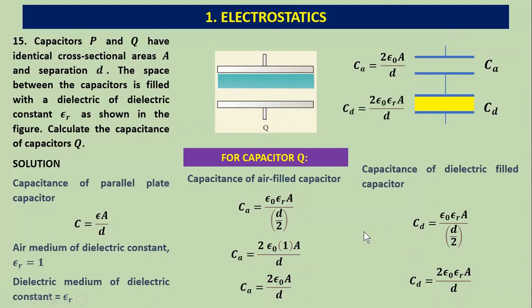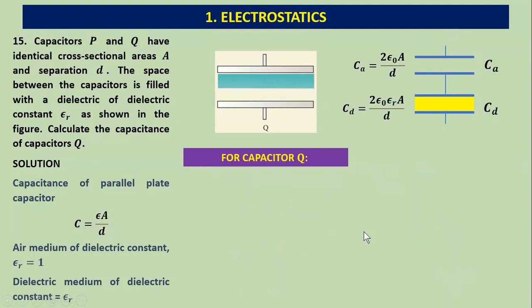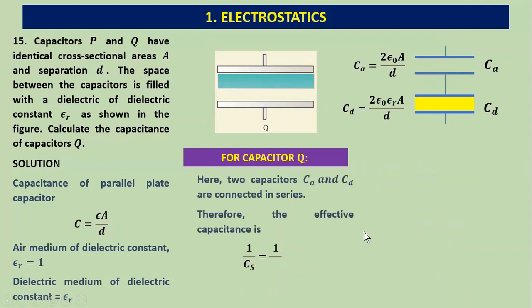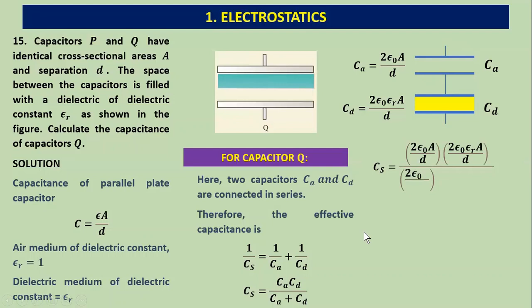These two capacitors are connected in series. So the effective value of these two capacitors is given by the formula 1 by Cs is equal to 1 by Ca plus 1 by Cd. When two capacitors are connected in series, let us better use this formula: Cs is equal to Ca Cd by Ca plus Cd. So substituting the values of Ca and Cd here. I'm not reading out each term here. Look at the screen.